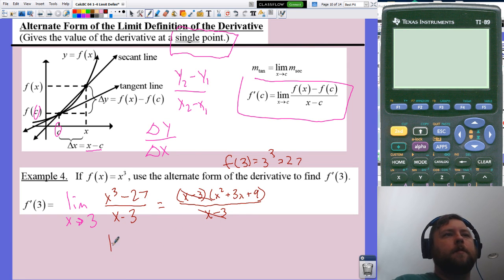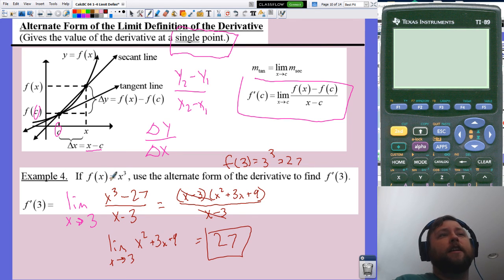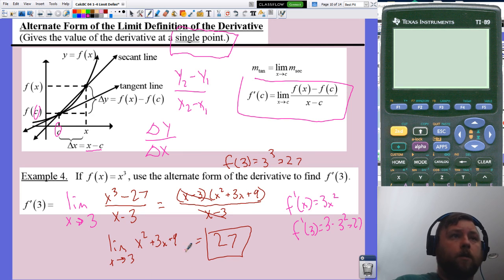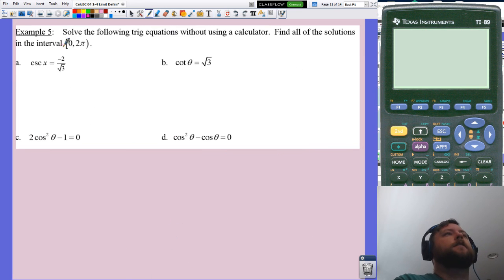So it's going to be the limit as x approaches 3 of x squared plus 3x plus 9. Now you plug in 3, so you're going to get 9 plus 9 plus 9, which is 27, which is correct. Let's see if I did it the power rule way. f prime of x equals 3x squared. So f prime of 3 is 3 times 3 squared, which is 27. Both ways work. One way was a lot more work. All right, we're going to save these for later, and that's it.